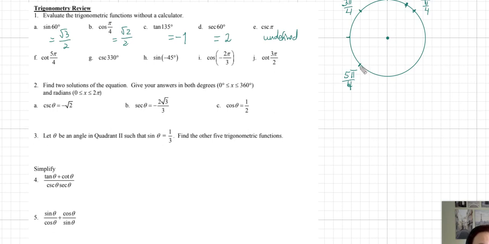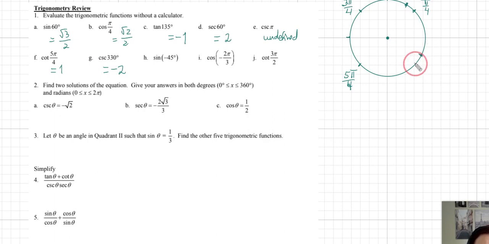Cotangent, we're looking for cotangent. It is going to be cosine over sine, but both sine and cosine are -1 here. So -1 divided by -1, that's a +1. Cosecant of 330, that is our angle somewhere here. Cosecant is 1 over sine. Sine is 1/2, so cosecant is going to be 2, but it is below the x-axis, so it's -2.